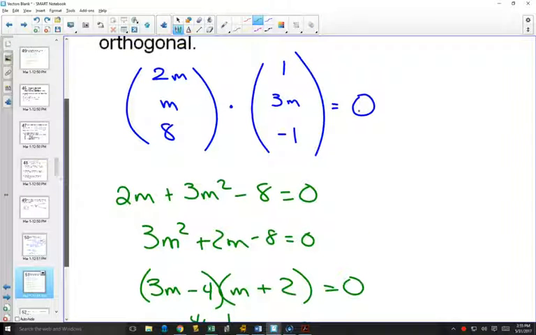This is just a 0. This is not a vector on this side. It's just a happy 0, because the dot product is always a number.